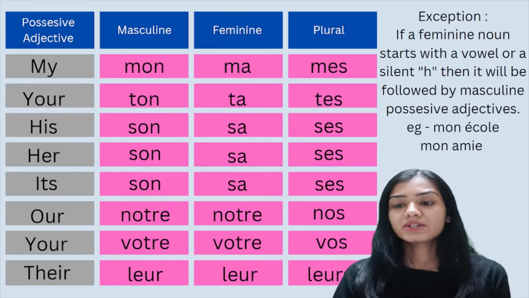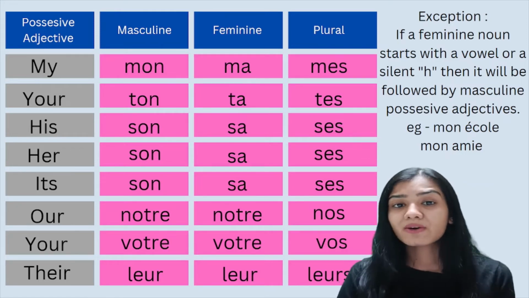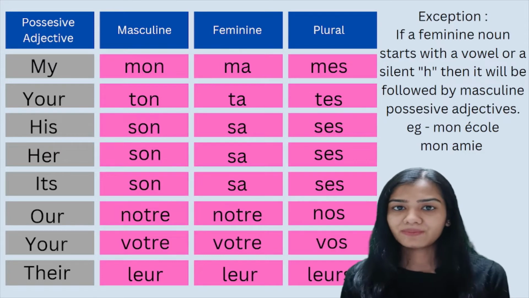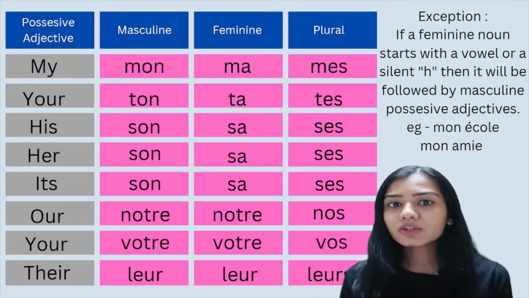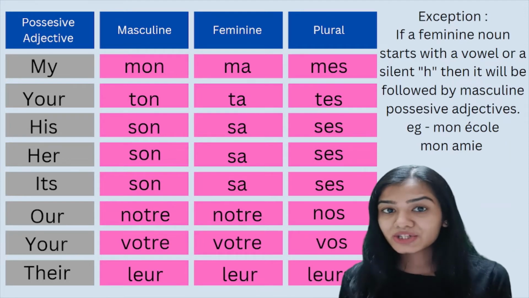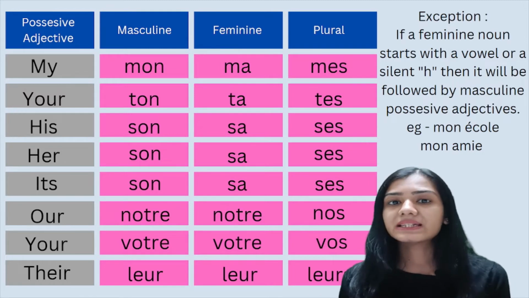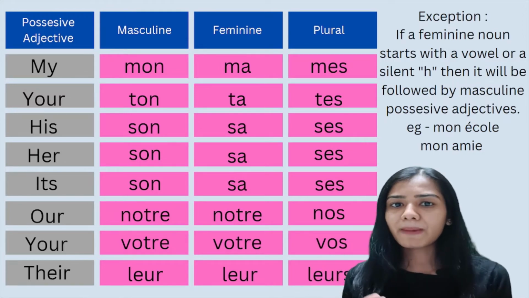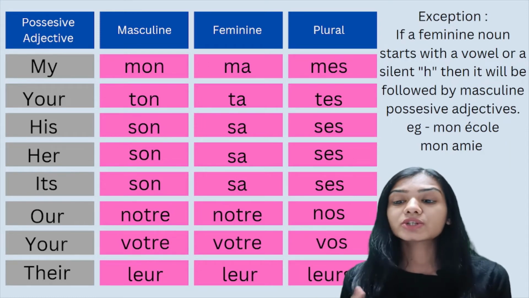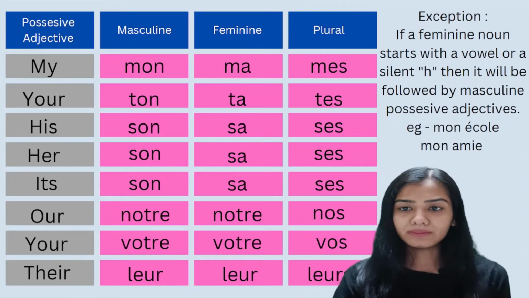Okay, so the example of this can be mon école, mon ami. And why do we do so? Just because it sounds better in French. All right, so it's mon école and not ma école. Even though école is feminine in gender, still we are going to use mon école. Mon ami, here we are talking about a female friend. So technically, it should have been ma ami, M-A. But we are going to use mon ami. Why? Because it's starting with a vowel.